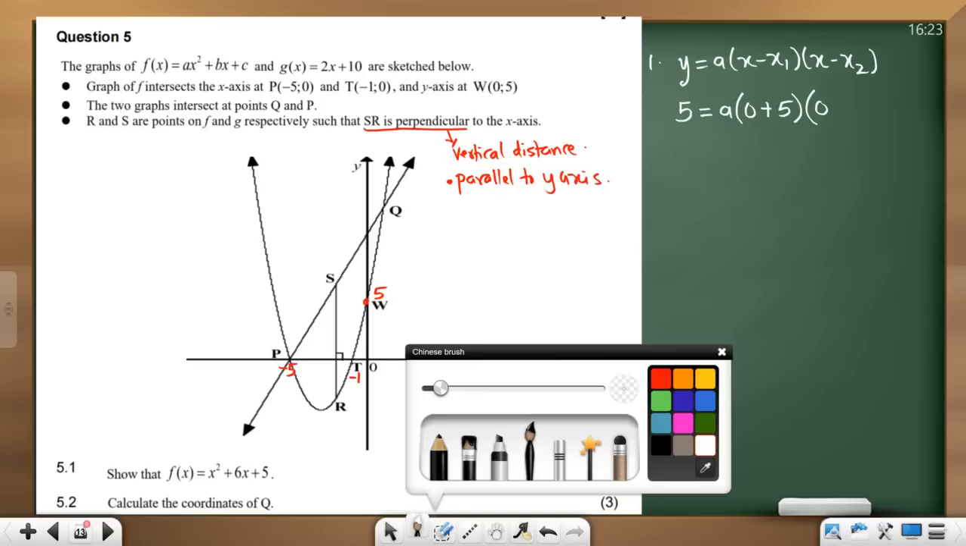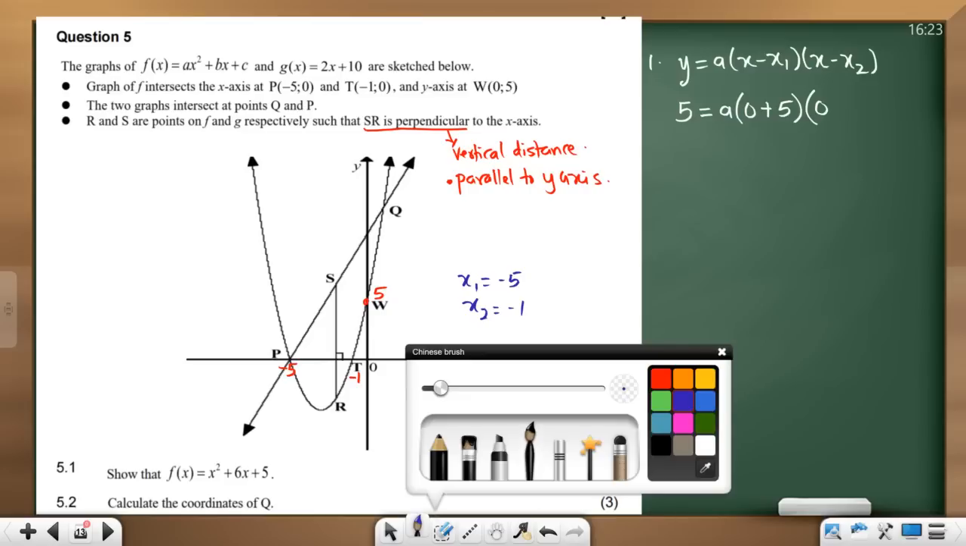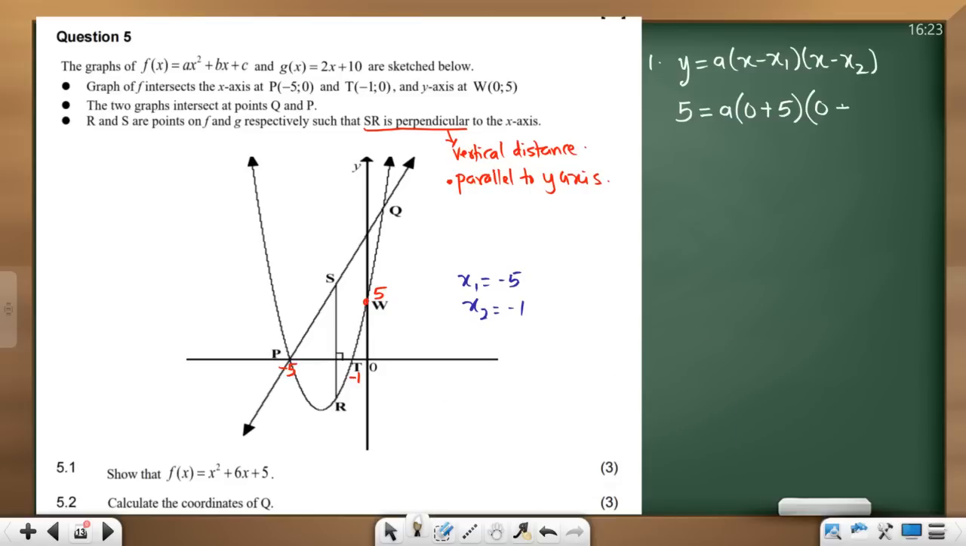My x2, let me write it here for you guys. x1 is negative 5. x2 is what? Negative 1. All I'm doing is I'm throwing it. Negative, negative. That gives me that. Okay. 0 plus 1. 1. So 5 equals 5a. Therefore, a equals 1.